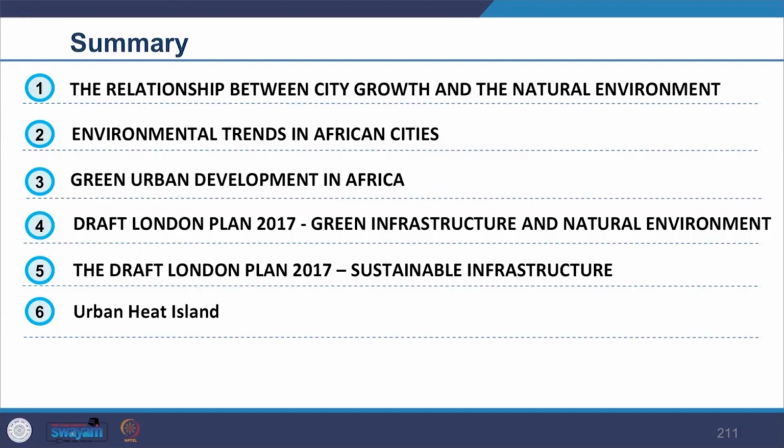So summarizing today's session, we have seen the relationship between city growth and the natural environment. We also saw the environmental trend in African cities. We saw various things which Africa probably needs to do for green urban development. Further, we saw very briefly what interventions London is taking for its city with respect to green infrastructure and natural environment. We also saw what interventions London is taking for sustainable infrastructure. We also saw the definition of urban heat island.